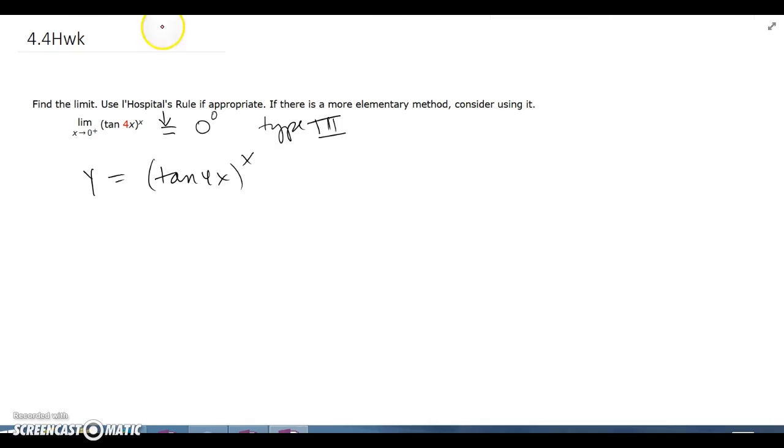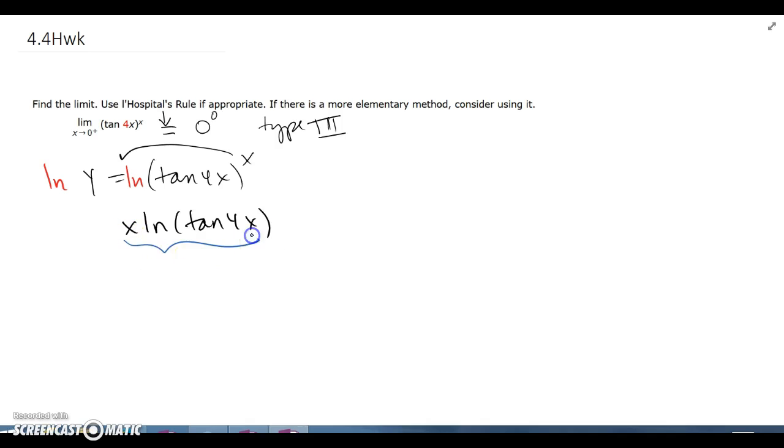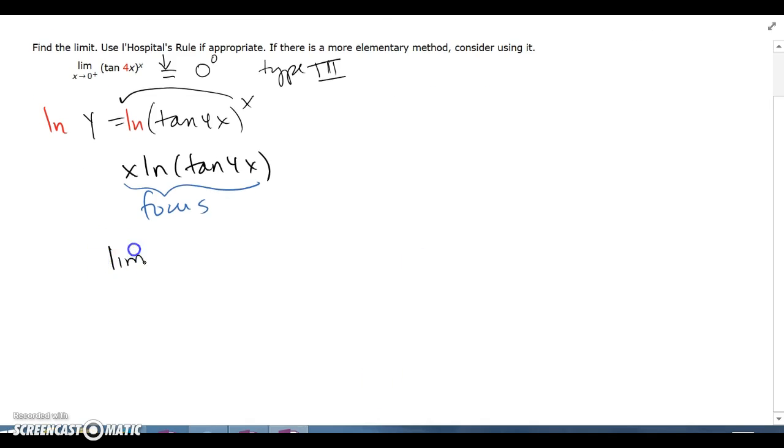We're going to take ln of both sides, and that's going to give us access to this exponent that's going to plop down. So x ln of tangent 4x is what we're basically going to focus on in taking the limit as we go to 0 from the right. So that's going to give us the limit as x approaches 0 from the right of x times ln of tangent of 4x.